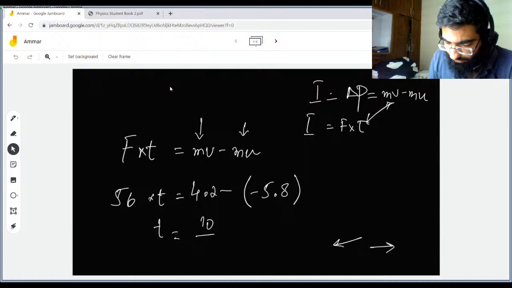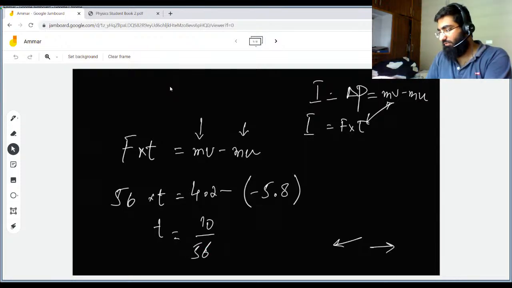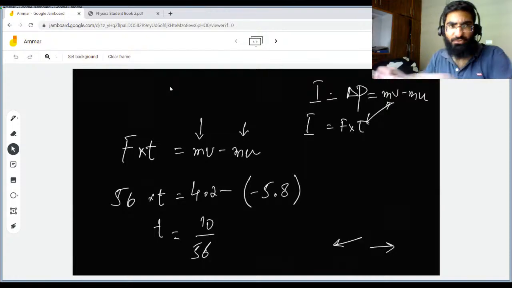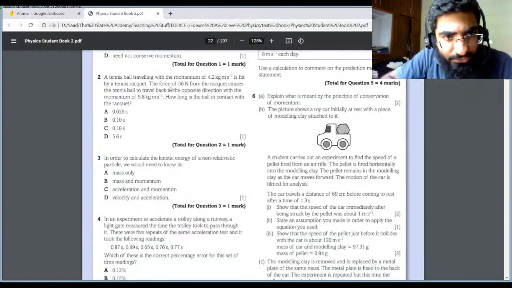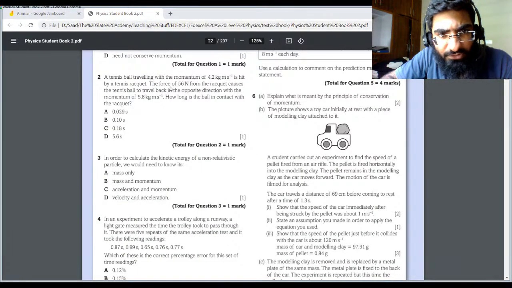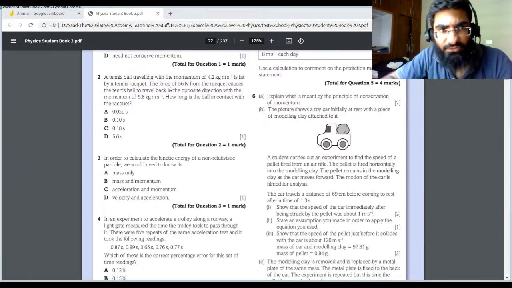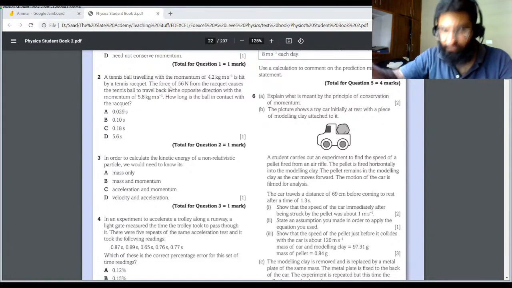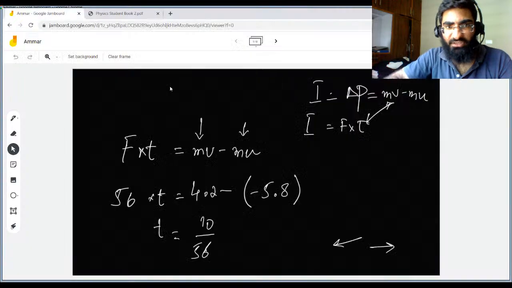So time is 10 by 56.18. Is 0.18 an option? And is 0.18 the answer? Yes, it is, option C. Okay, so I told you.